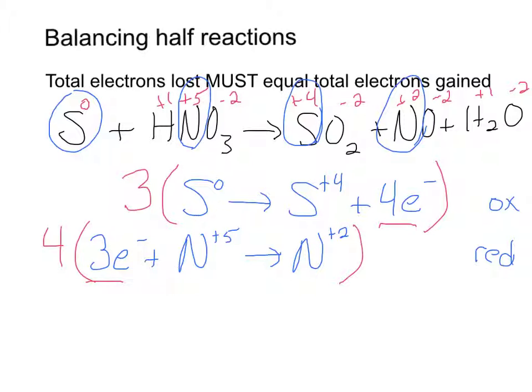So section 3, you're doing the exact same thing you did with section 1, writing the half reactions, except you've got to assign more oxidation numbers to figure out what's being oxidized and reduced. But then you're multiplying the entire equation by whatever coefficient you need to, so that the total number of electrons gained is equal to the total number of electrons being lost.